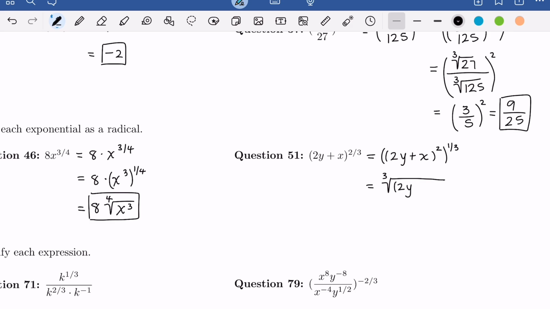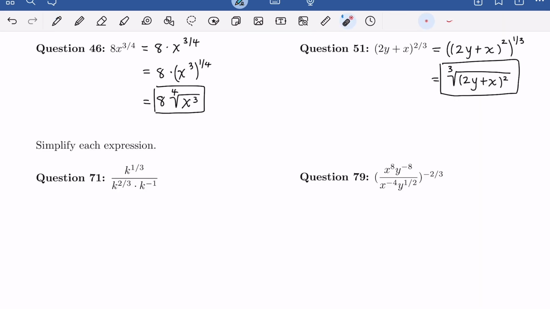So we're going to have the third root of 2y plus x squared. And so this would be our final answer for this one, writing it as a radical expression. Now, for these next two examples here, what we're going to do is simplify each expression, and we're going to do so relying on our rules for exponents here.